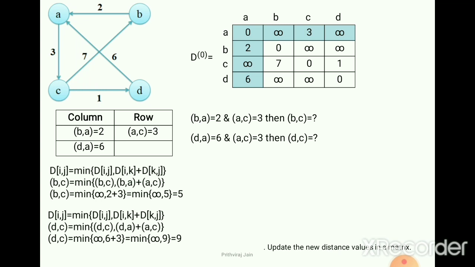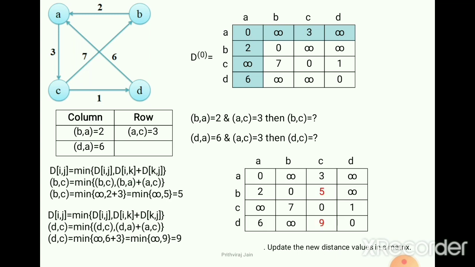So this is the first iteration, by combining the first row and first column of the matrix, and whatever value we got, we have to update in the matrix. Okay, so here we can observe 5 and 9. Those are the newly computed values in this iteration, and let us take this as D1.